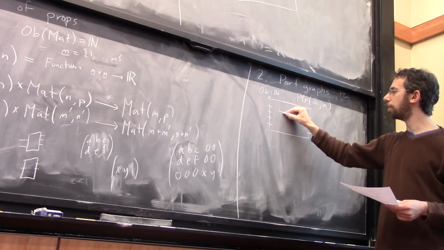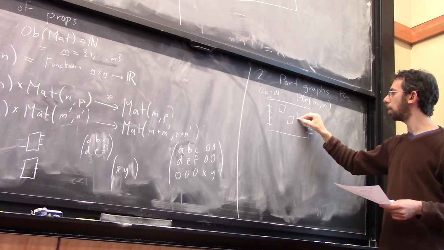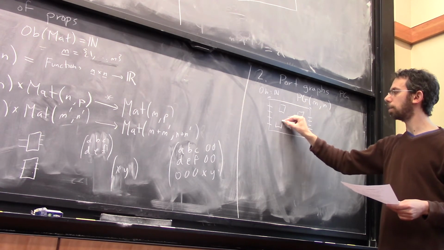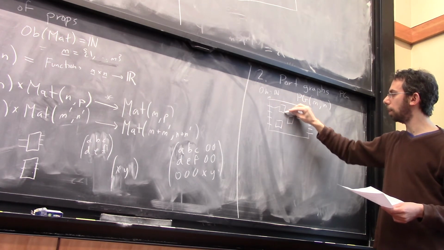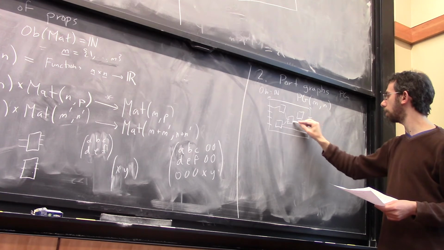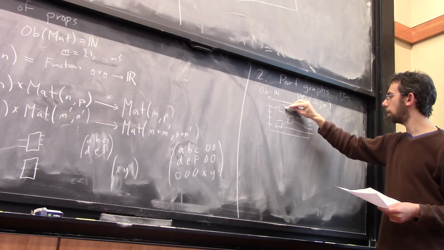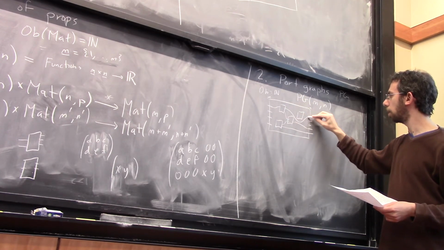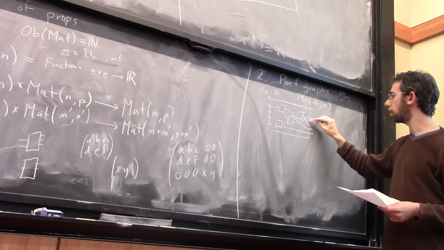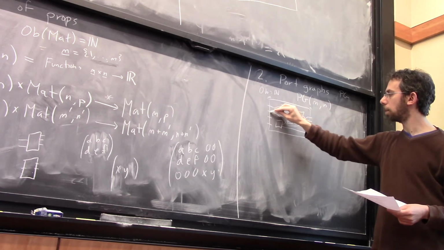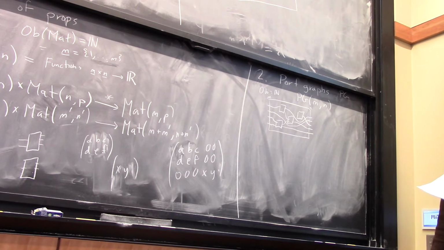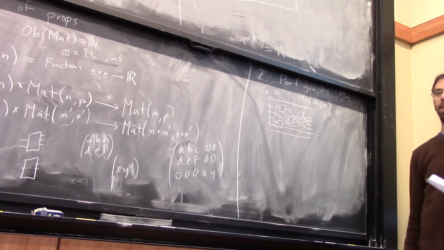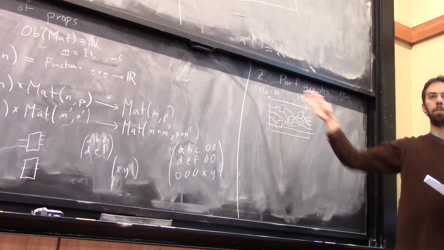And inside you have some number of boxes, and you have, I don't know, a picture like this, as usual. Some kind of messy thing. So these will be the morphisms from M to N.